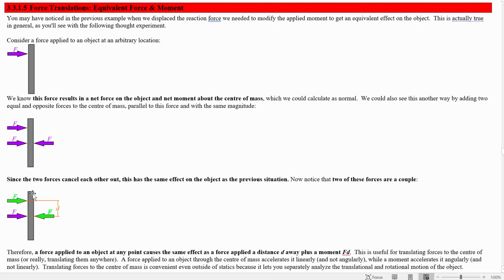Yeah. So that shows you that this force is actually totally equivalent in terms of its effect on the object as a displaced force and a couple. So anytime you move the force perpendicular to its line of action, you're creating the same effect on the object as long as you also modify the couple that you're adding to it.